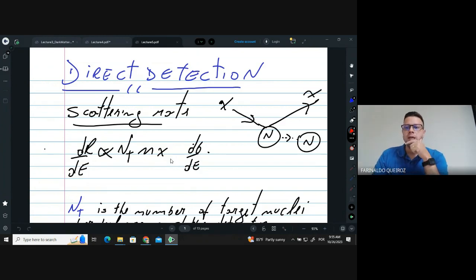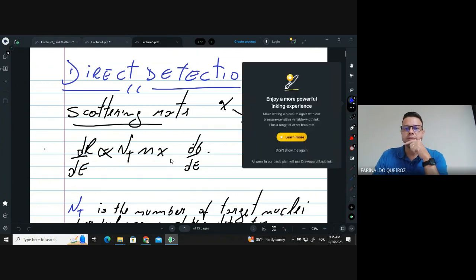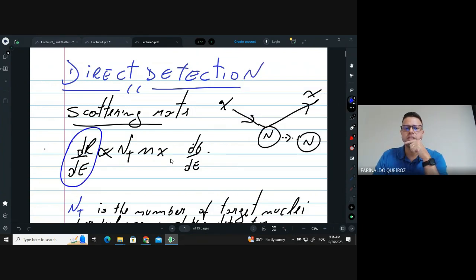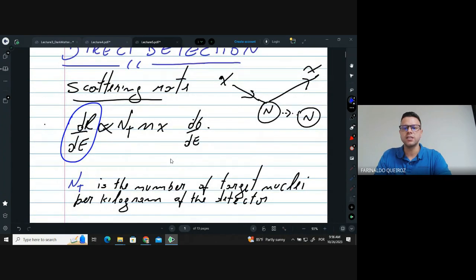Awesome. Okay, so the differential scattering rate should also depend on N_T, as you can see here, which is the number of target nuclei per kilogram of the detector. Soon I'm going to normalize it by second or by day. N is the number density of dark matter particles. As you remember, rho is N times M for non-relativistic particles, so N is equal to rho over M.